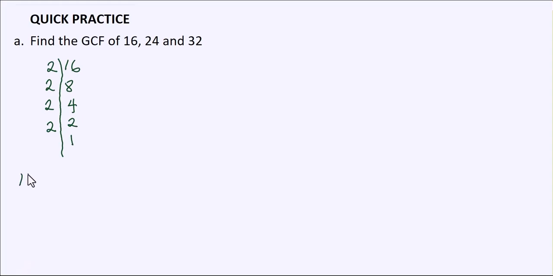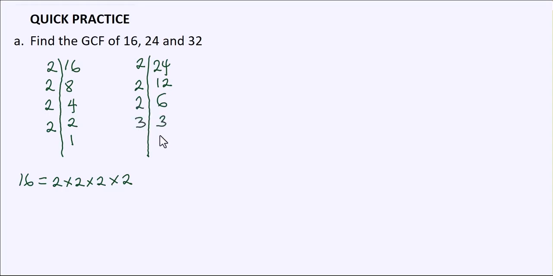So let's write this as a product of its prime factors. We'll have 2 multiplied by 2 multiplied by 2 multiplied by 2. And we are done with that of 16. Let's go ahead and solve for 24. Starting from 2, 2 into 24 gives us 12. Okay, so 12 divided by 2 can as well go, which is 6. And 6 divided by 2 is 3. Then 3 divided by 3 is 1.